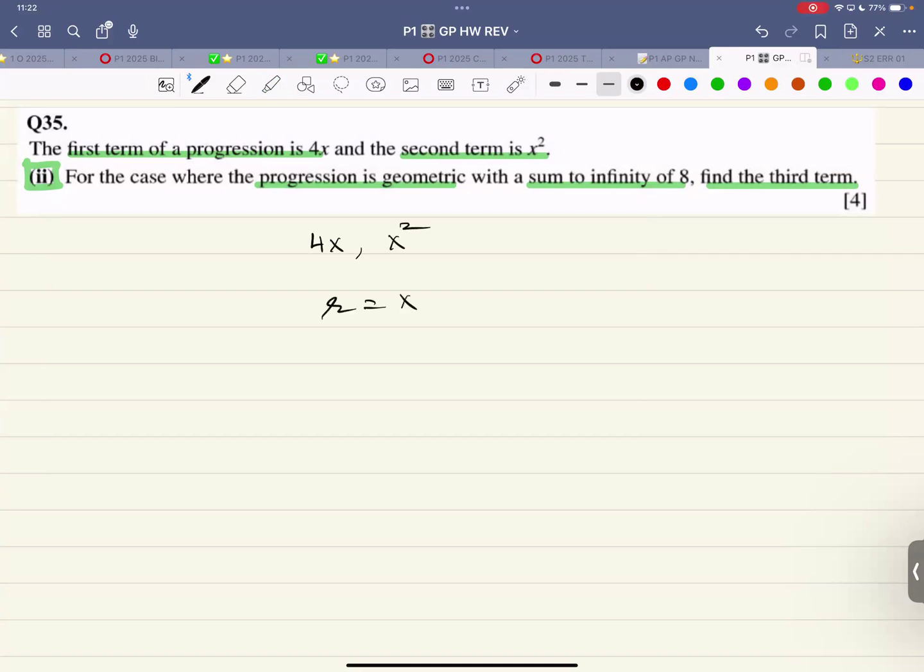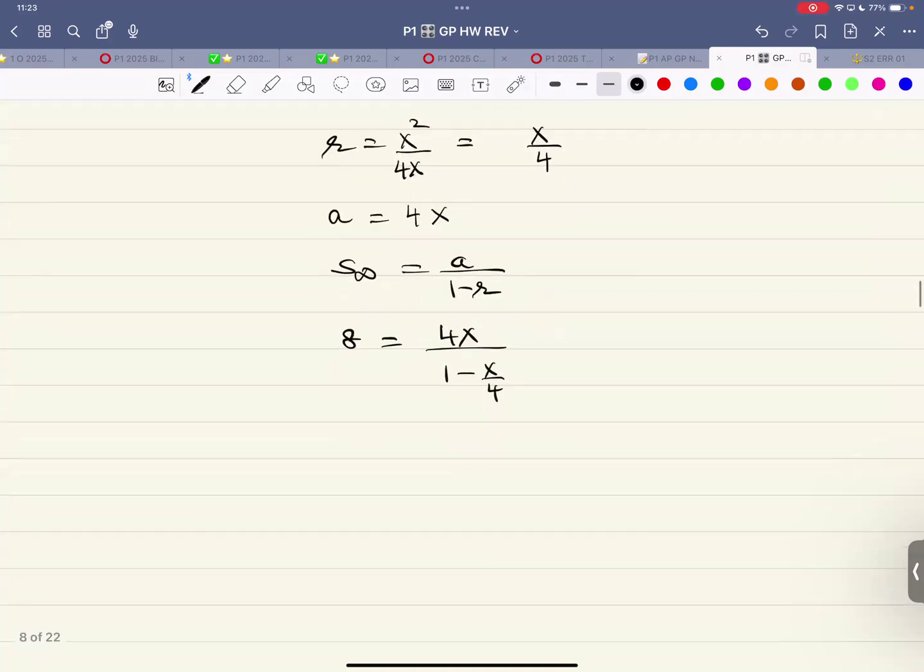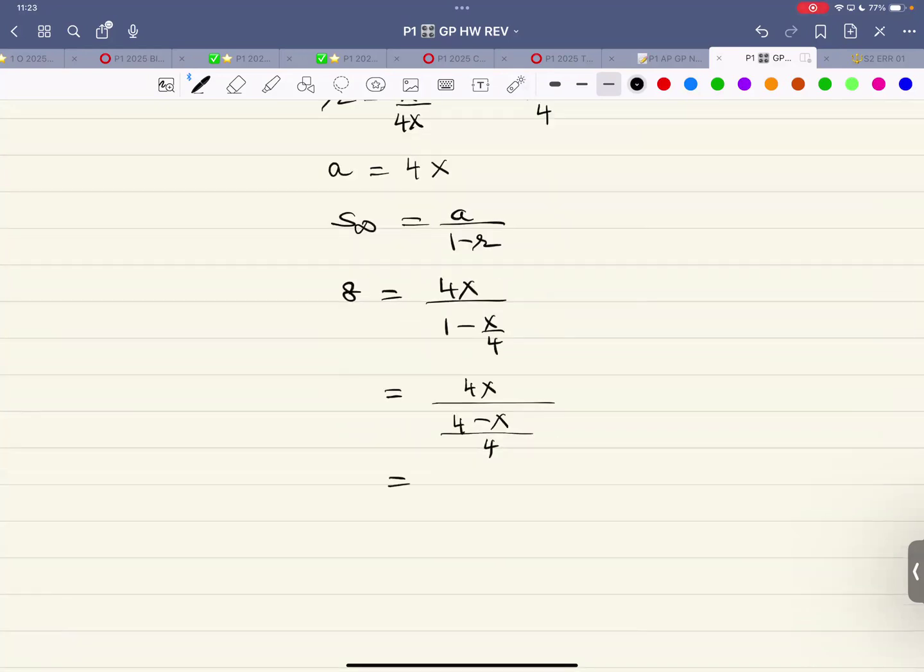Therefore, common ratio is x square over 4x, which is x over 4. And first term is what? That is 4x. And sum to infinity is A over 1 minus R, so this is 4x over 1 minus x over 4. Let me simplify it further. This is 4x over (4 minus x) over 4. This is 4 into 4x over 4 minus x. This is 8. And then you simplify.